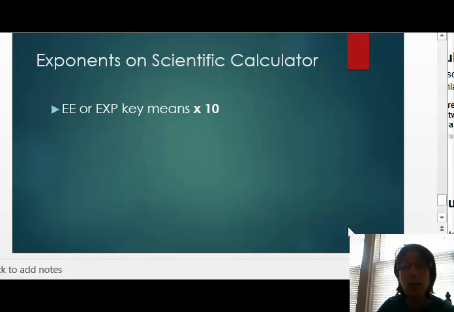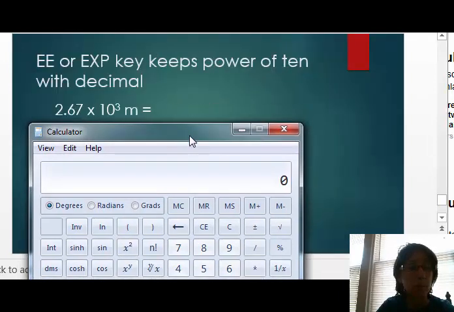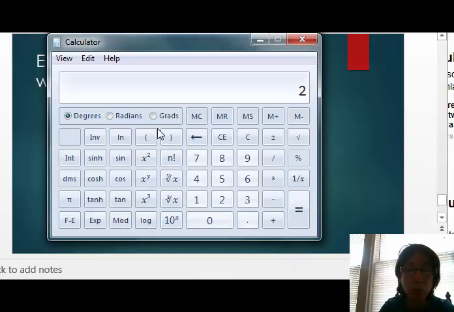Identify where the EE or EXP key is on your calculator. It is not the 10 to the X key. To input 2.67 times 10 to the third power, enter 2.67 EE or EXP 3. Do not enter times 10 at any point, just 2.67 EE or EXP 3.